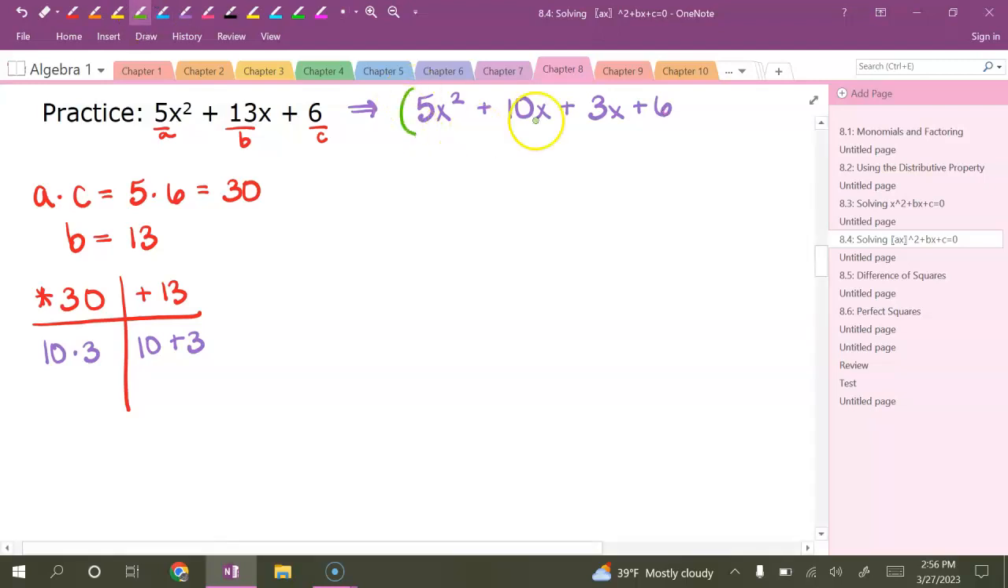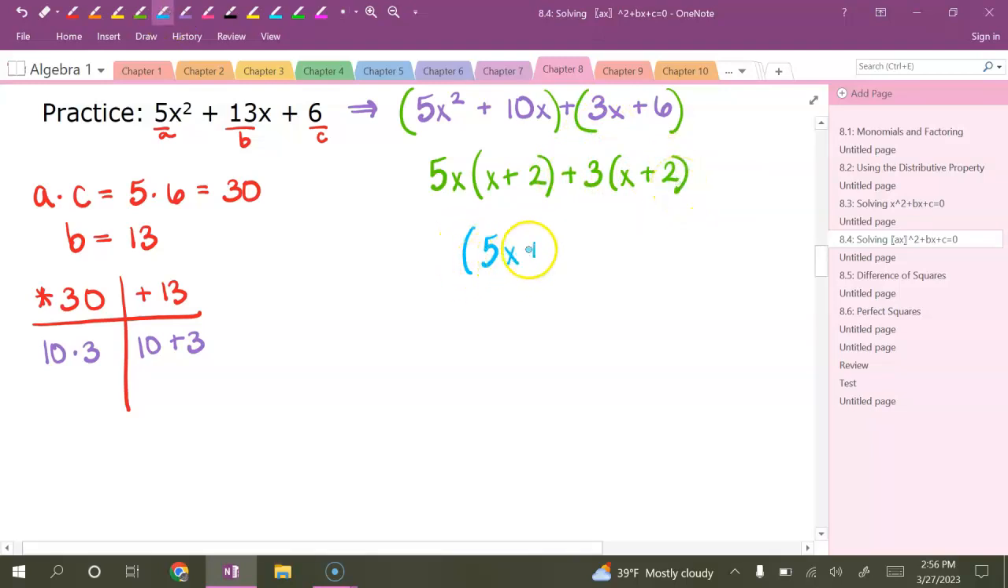What I do next here is I group. From the first set, I took out a 5x, and I was left with x plus 2. And from the second set, I took out a 3, and I was left with x plus 2 as well. So for my final answer, I wrote 5x plus 3 and x plus 2.